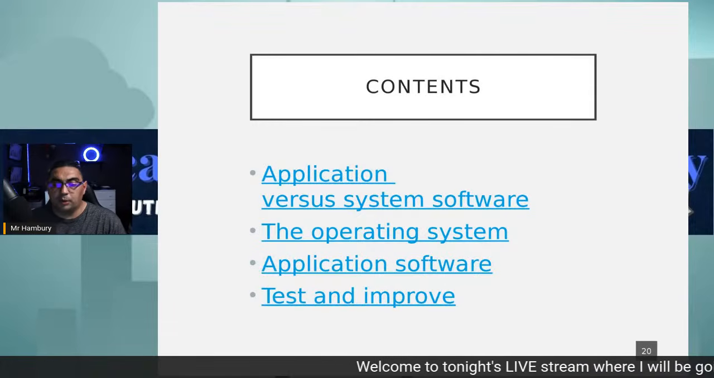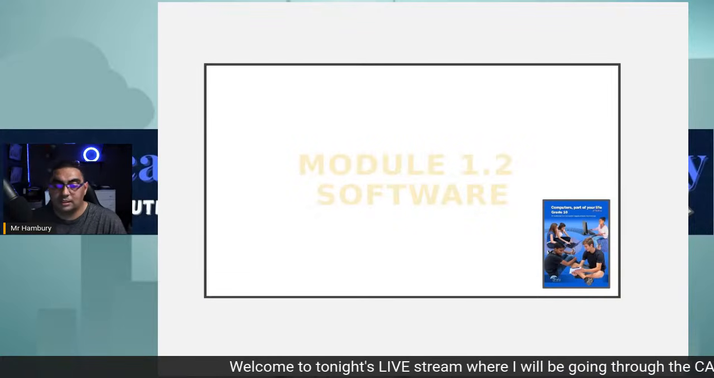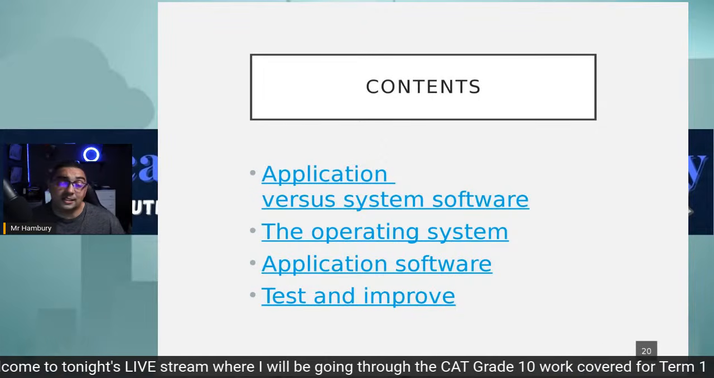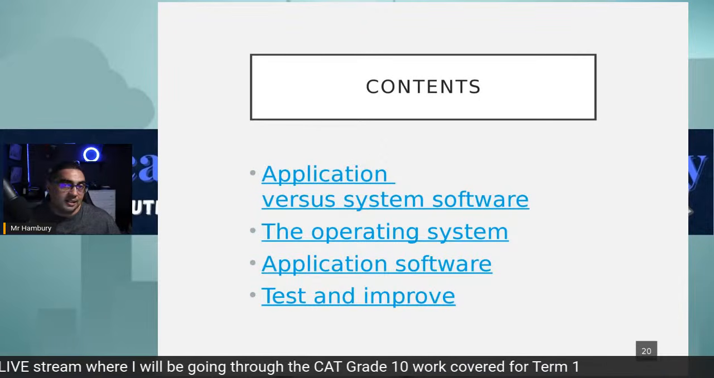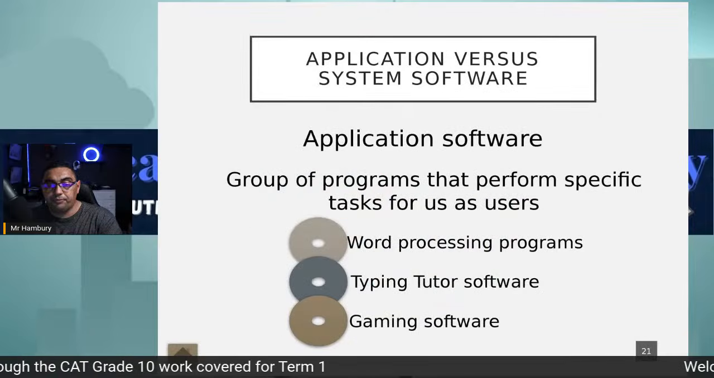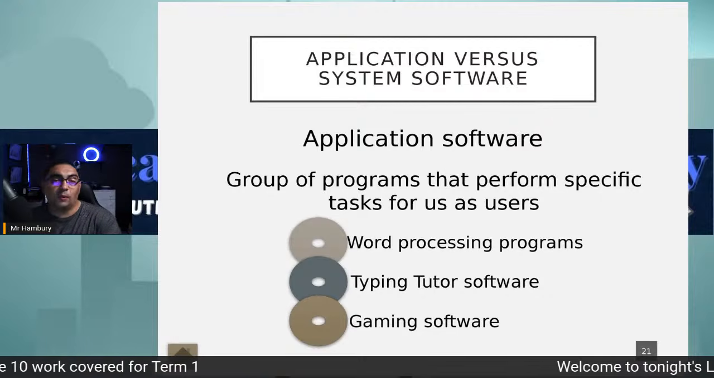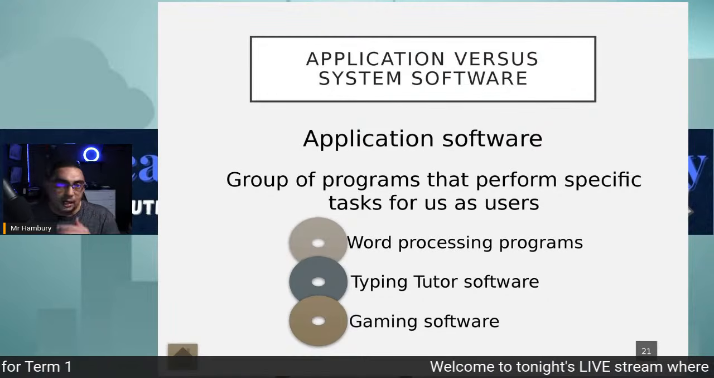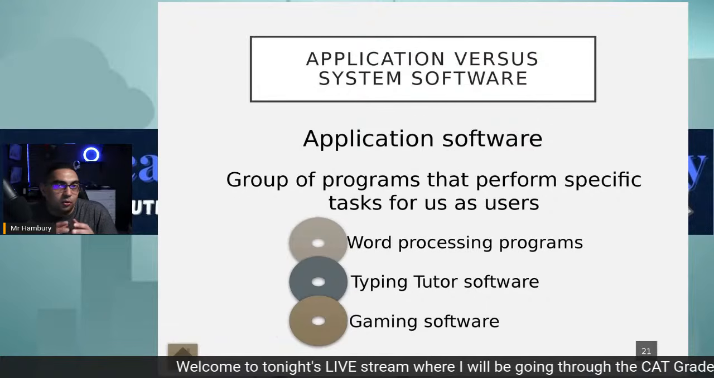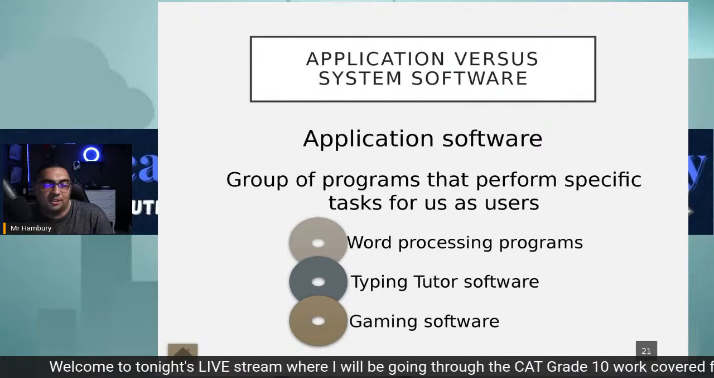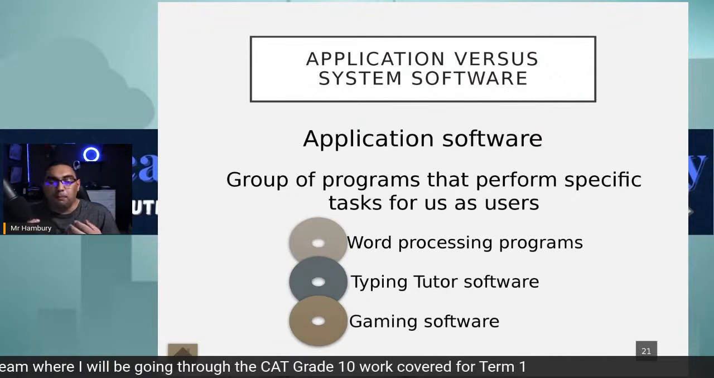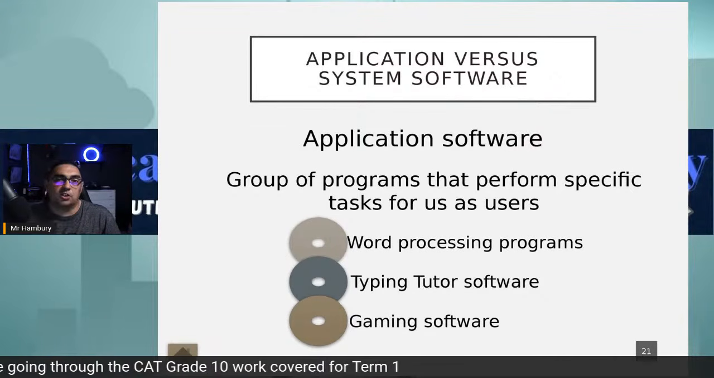Okay, so module 1.2 dealt now with specifically software. Okay, and we're looking at application software versus system software, the operating system, and our application software. So what is application software? Remember, we said when it came to software, it's instructions. It tells the computer to do, or the program to perform, a specific task. So when we talk about application software, it's a group of programs that perform tasks for us as users.